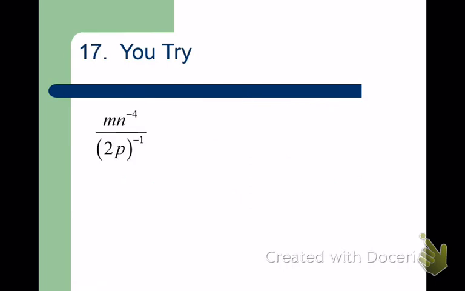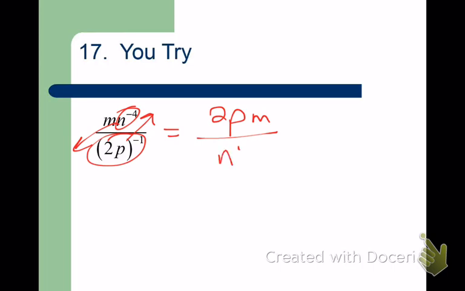Okay? Same thing for 17. Give it a shot. You've got the values of m, n, and p, and see what you come up with. Okay? Fix your negative exponents first. This whole thing's got to move up. This end's got to move down. So we get 2p to the first power, or just 2p, so 2p times m over n to the fourth.